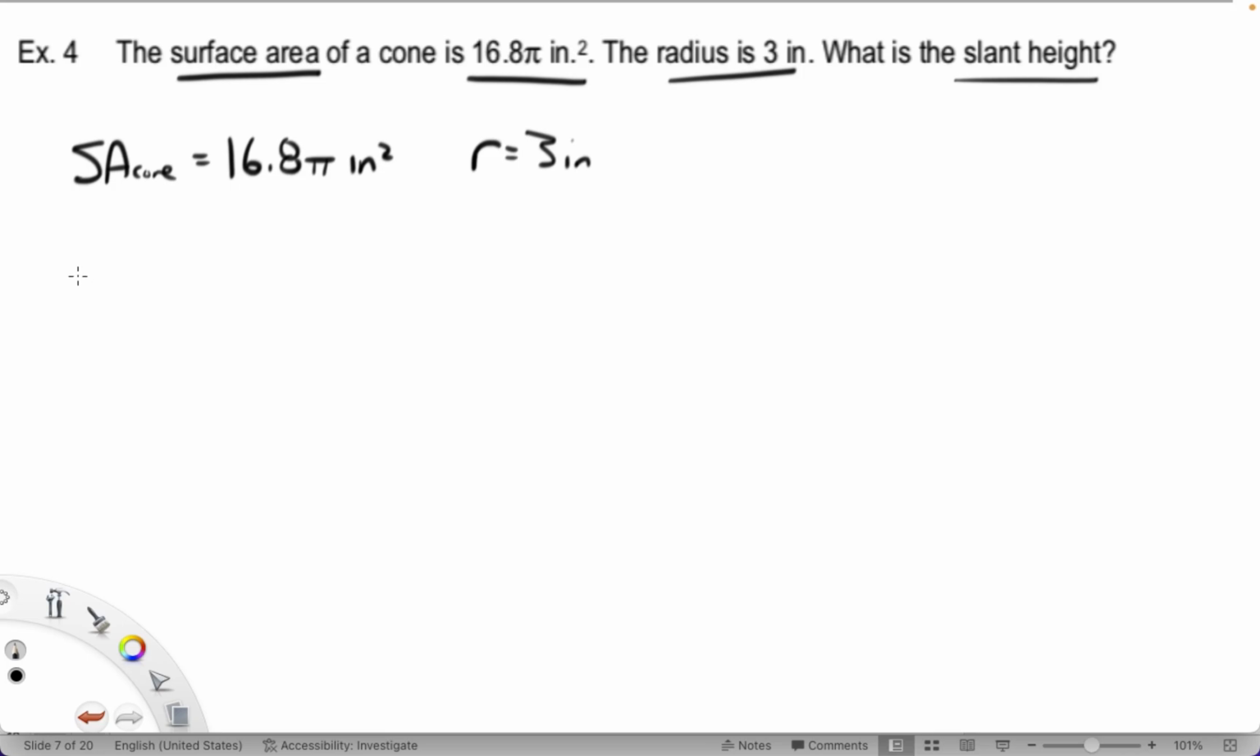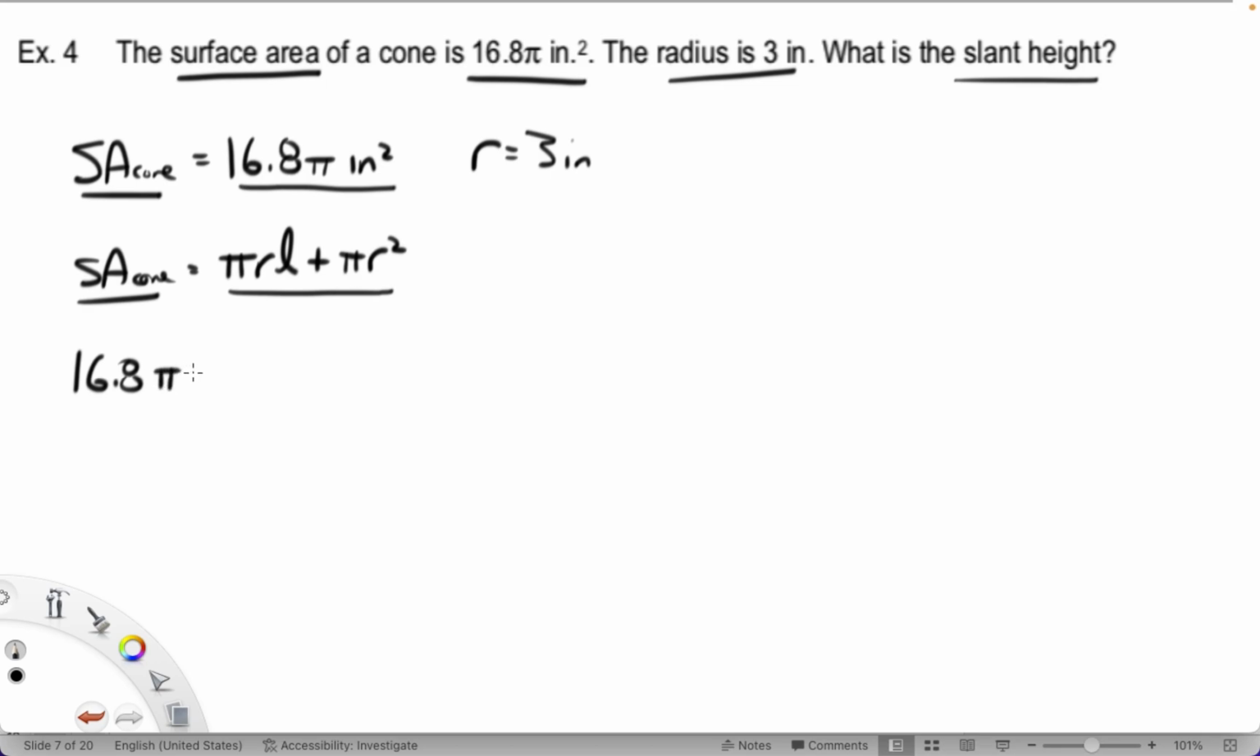And we also know the formula for the surface area of a cone is equal to pi RL, that's the lateral area, plus pi r squared, that's our base. And now if we know the surface area is equal to 16.8 pi, and the surface area is equal to pi RL plus pi r squared, then through the transitive property, we must know that 16.8 pi square inches must equal pi RL plus pi r squared.